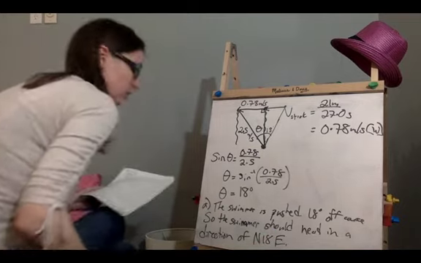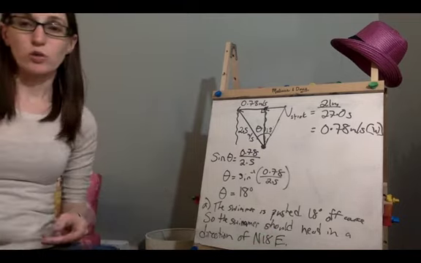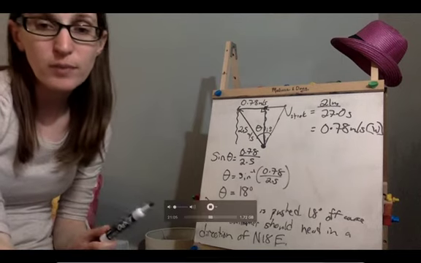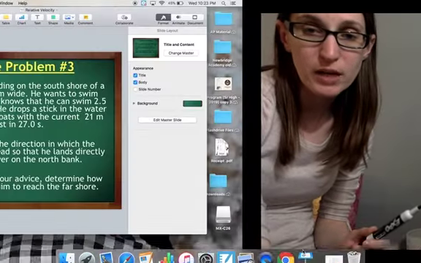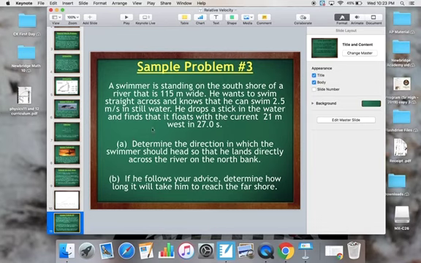Okay, so that's the direction the swimmer should actually go in. All right, let's go back to part B of this question because we weren't done. Part B says, if he follows your advice, so if he actually does go north 18 degrees east, how long is it going to take him to cross that river? And this is where we use the piece of information that the river is 115 meters wide.